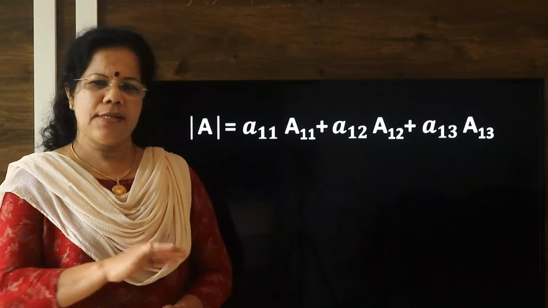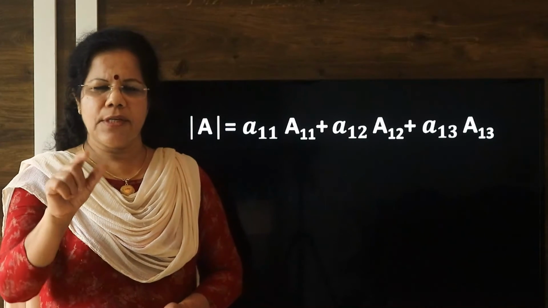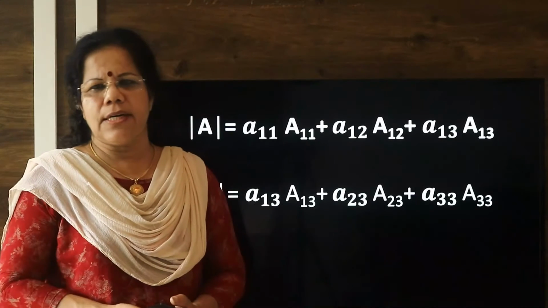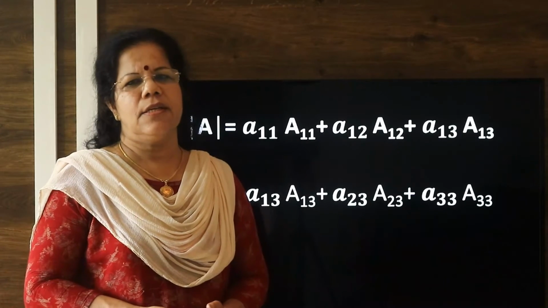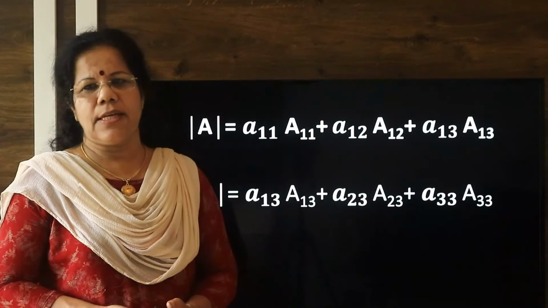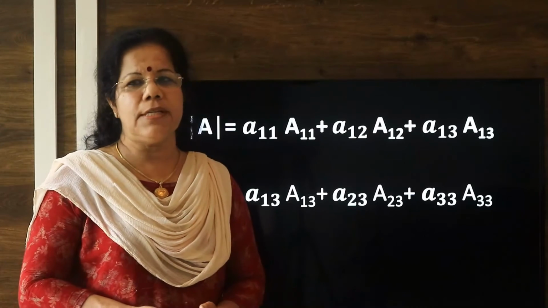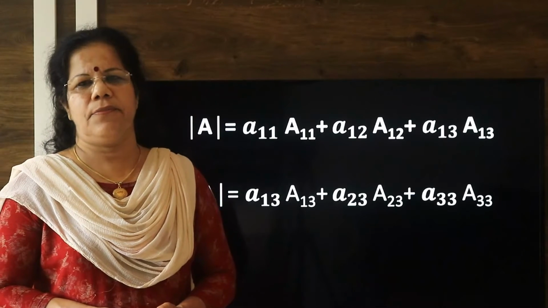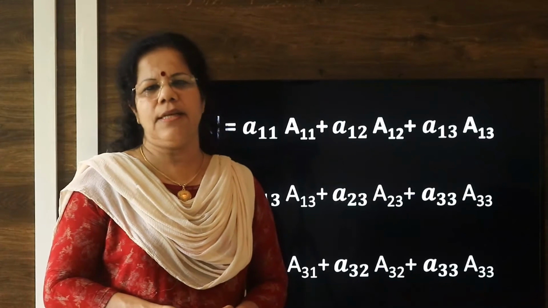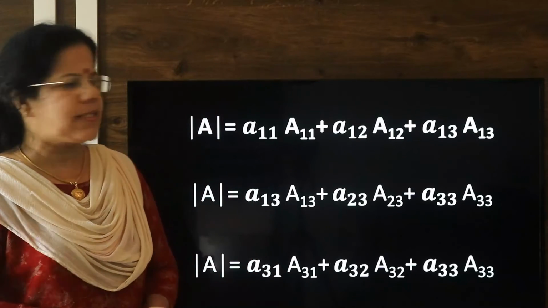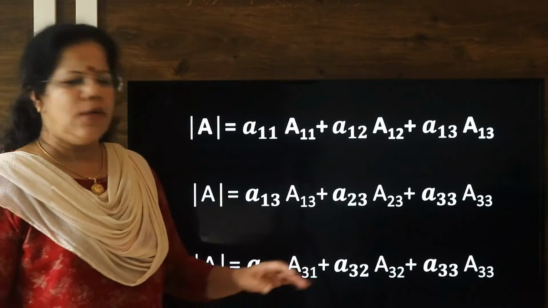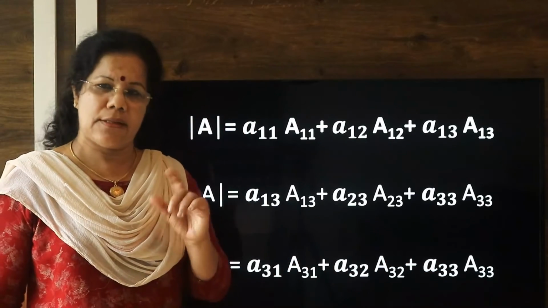It's new. Previously you have studied determinant A. Now after knowing cofactor, this is the thing. Now again, in the first one I have written a11, a12, a13, that is the first row is considered. Here in the second example, a13, a23, a33, that is the third column is taken into account for getting the determinant value. Then one more example, a31 A31 plus a32 A32 plus a33 A33. What I have considered, you see, a31, a32, a33 shows it is the third row. So this determinant expansion is using the third row.